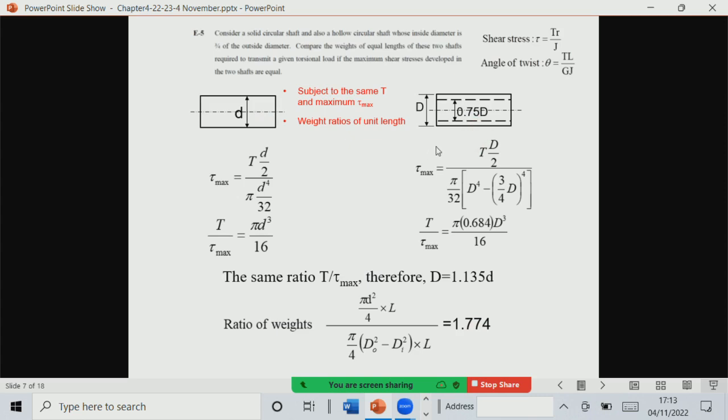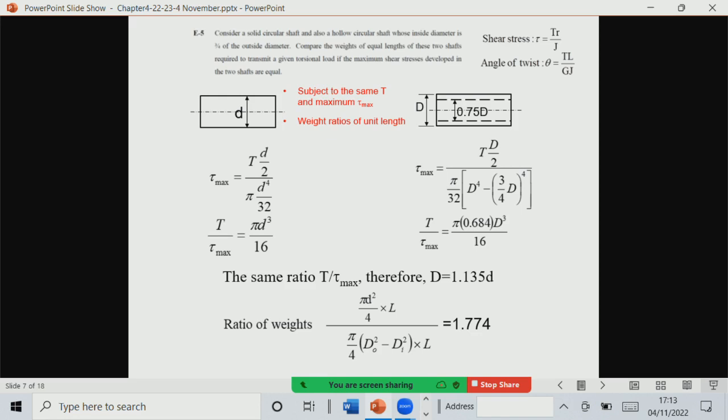So this is what we concluded, that it's J which affects the solution. So if we increase the J by removing the material from the center, which is not carrying much load, and increase the outer diameter, we can optimize the weight of the shafts.